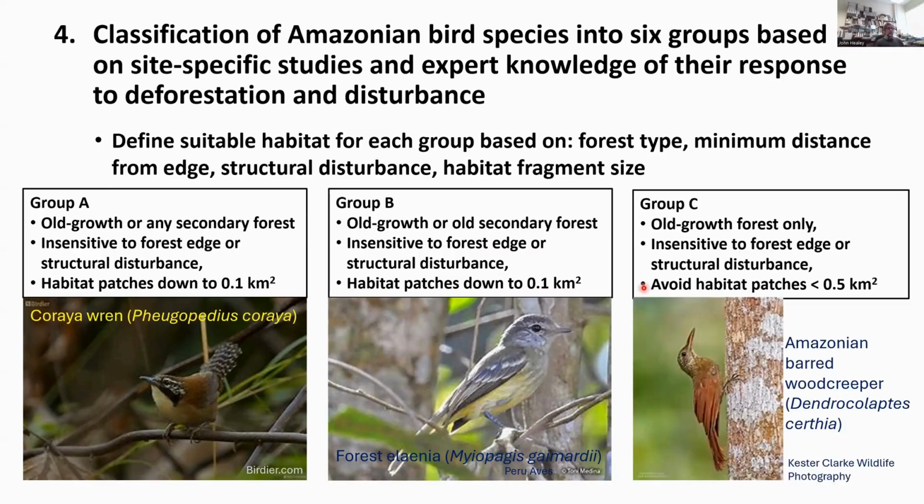Next up, this is a less tolerant group. They will only occur in old growth forest, not in secondary forest. But they don't mind using habitat close to the edge or disturbed forest, but they are only found generally in habitat patches more than 0.5 of a square kilometer, such as the Amazonian barred woodcreeper here.